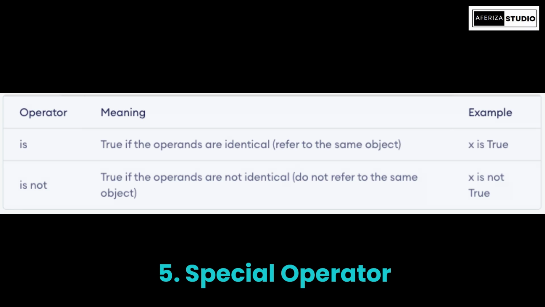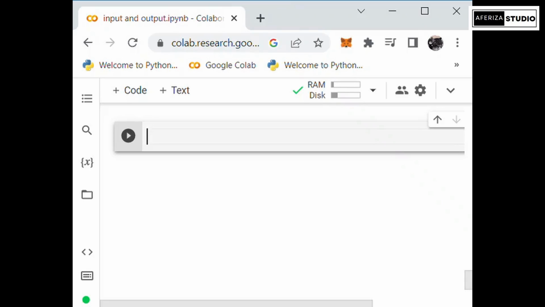Number 5. These are the special operators. Using is returns true if the operands are identical, and is not means true if the operands are not identical. Here is the example using special operators.